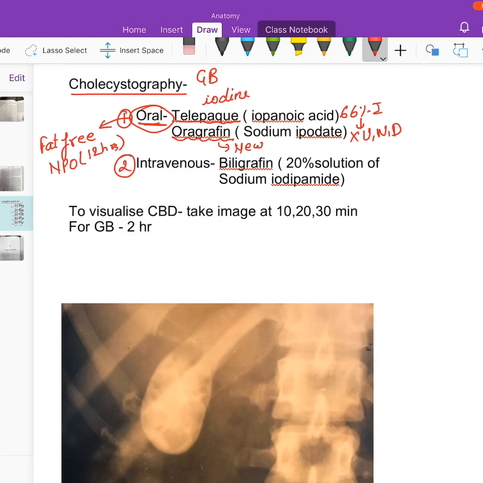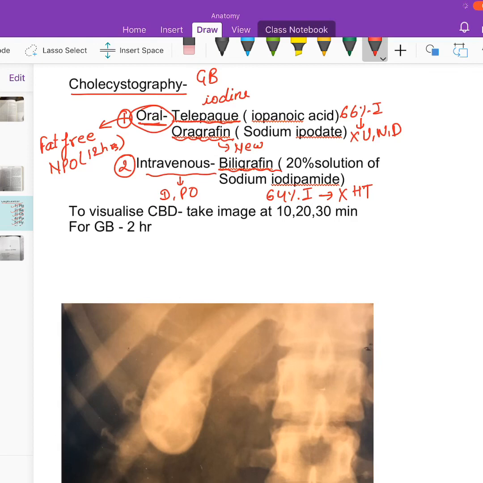Next is intravenous cholecystography. This cholecystography is used for visualization of the gallbladder if the patient has diarrhea, pyloric obstruction, or any other factor that interferes with the absorption of the orally administered contrast medium. In this, we will use bilirubin. It contains 64% iodine, but this dye is not given to patients with hyperthyroidism.